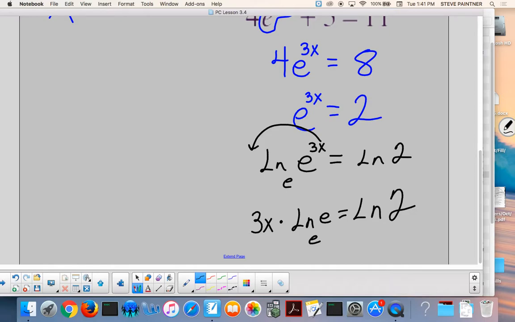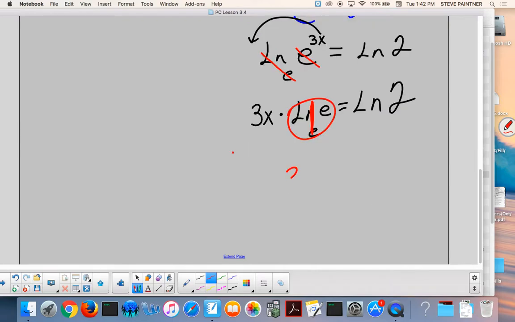Here's what I want to ask you right now. Do you guys know what the natural log of e is? You guys agree it's 1? So do you really need to divide by 1? You know what? At this point up here, you could have just done this. Base e, you could have just went like this. And the answer is just 3x. This number right here, guys, it's just 1. That's 1 times 3x, which is 3x equals natural log of 2. Now what? Divide by 3.